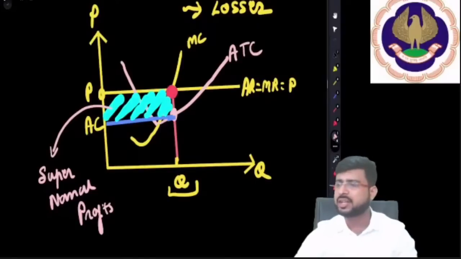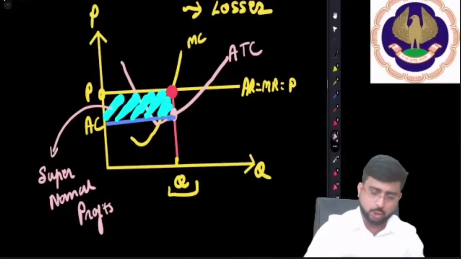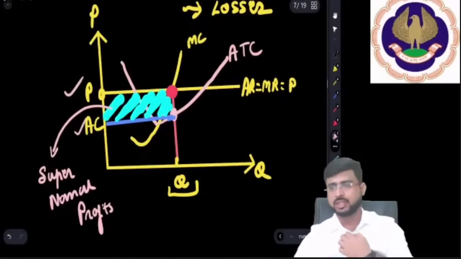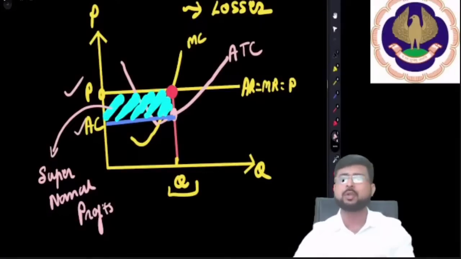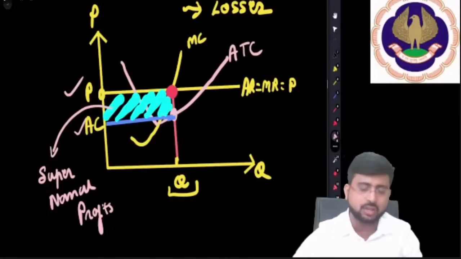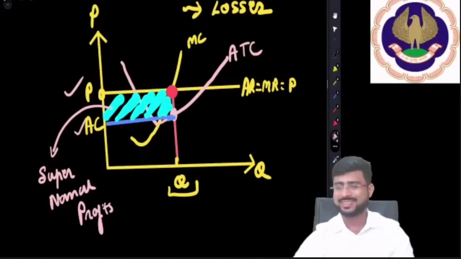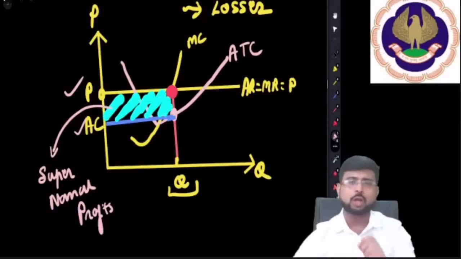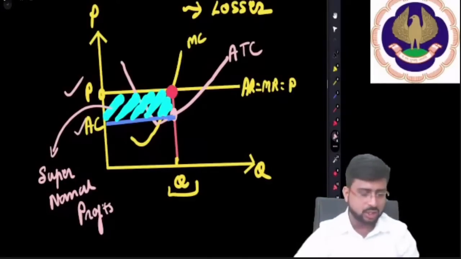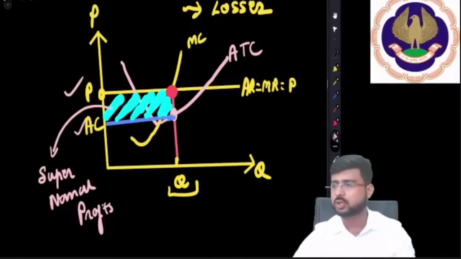How do we identify where supernormal profit is? Price is above average cost, simply meaning that the price collected per unit is greater than the cost incurred per unit of the product, and therefore it's indicative of supernormal profits. Having said this, now I'll discuss normal profits, a situation where the firm is able to recover all the costs only.